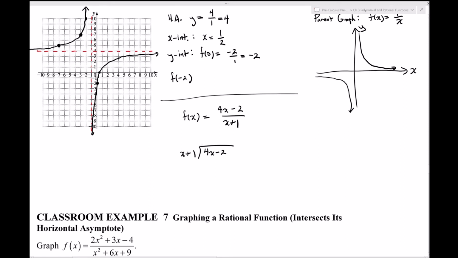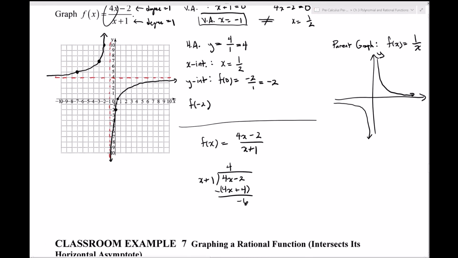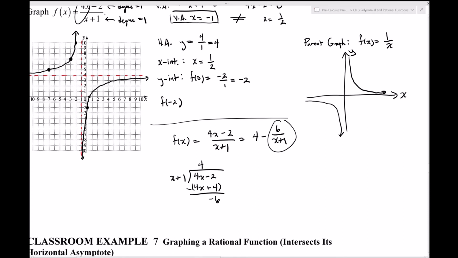So in order to make those first terms match, I'm multiplying by 4. And that 4 is expected. So that's 4x plus 4. And if I compare the two, we get a difference of -6. Yeah, we get a difference of -6. So to rewrite f of x as a result, actually I already have f of x up here. Because of the result of the division, I'm going to say that this is 4 minus 6 over x plus 1.